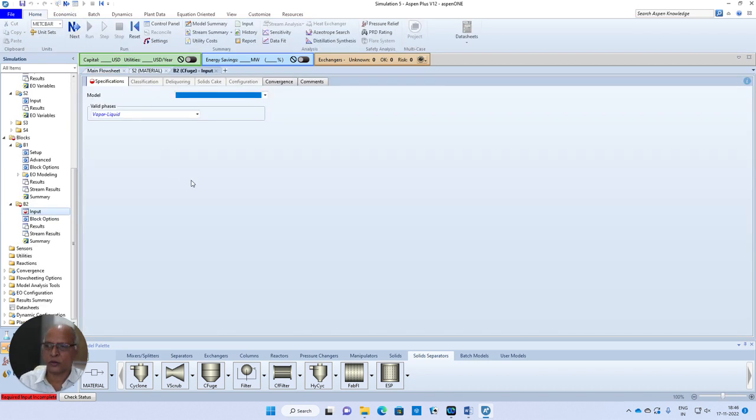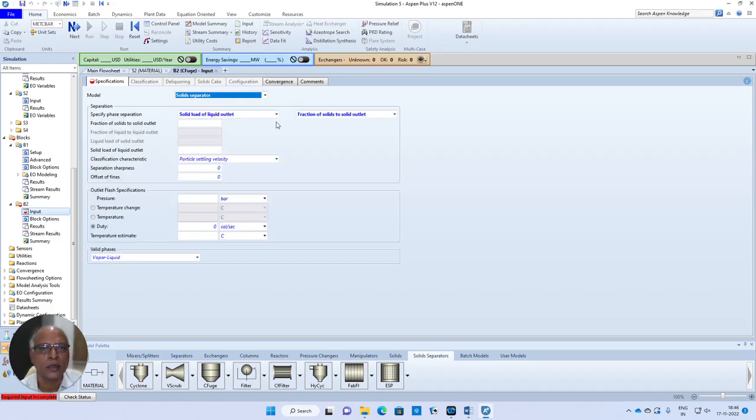Second part, we have completed the data required for the first. Now this is with respect to the centrifuge. So we wanted to use it as a solid separator, and this data is given. Please refer to the problem statement. So fraction of solids to solids outlet, about 2% is getting lost, and 1% is getting lost in the case, 0.1%.